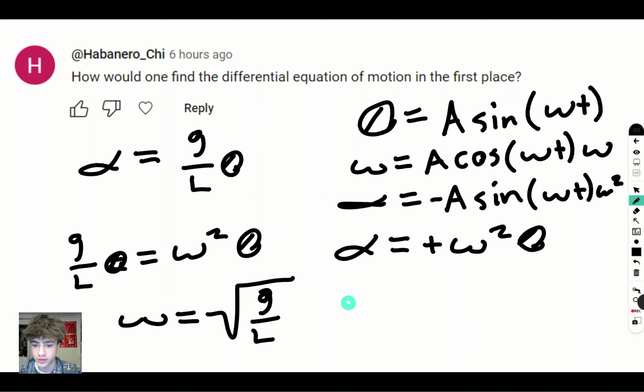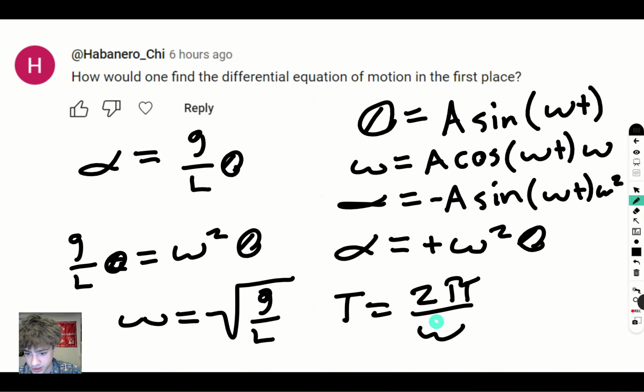Once again, you can use your period equation, T equals 2 pi over omega. So if you're given T, you can solve for your omega here, square it in order to plug it into this equation. Alpha is equal to omega squared theta in order to get your differential equation.